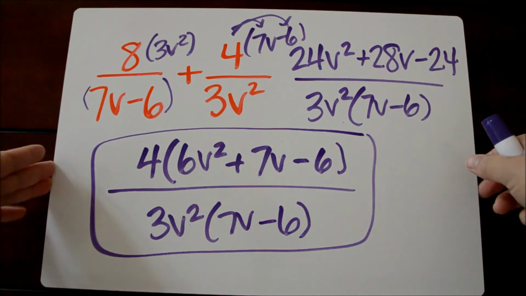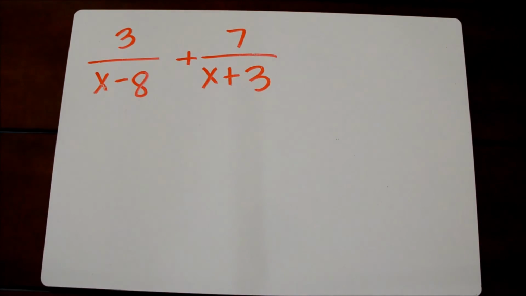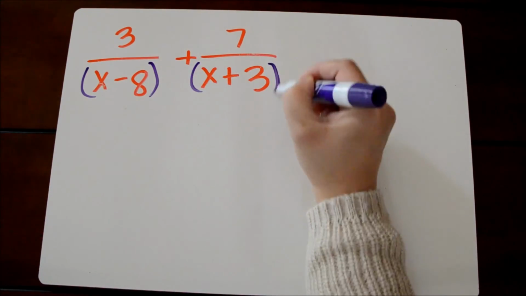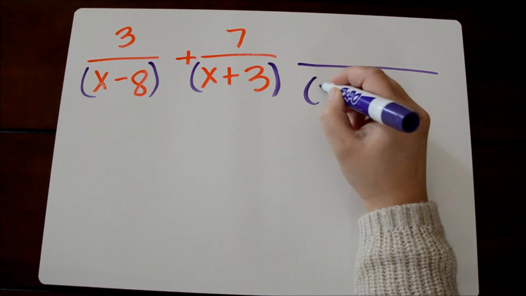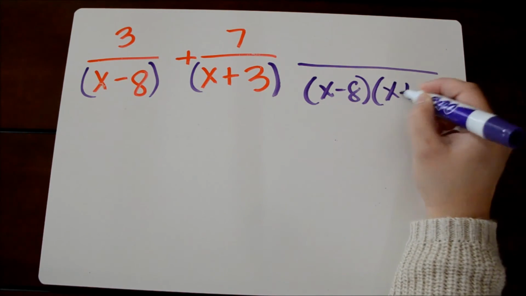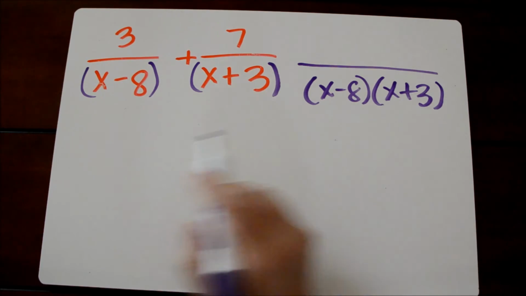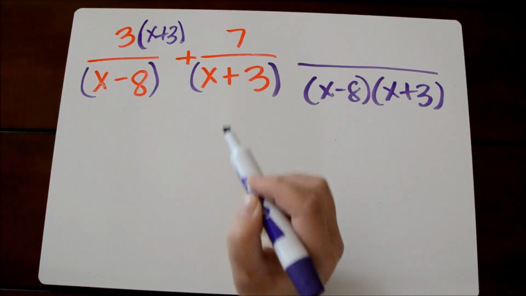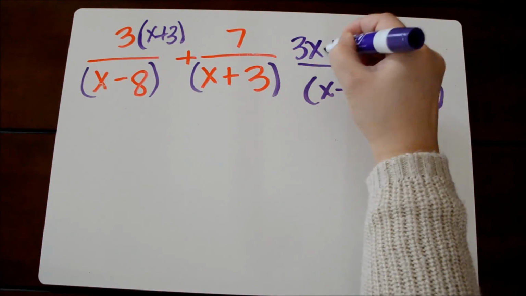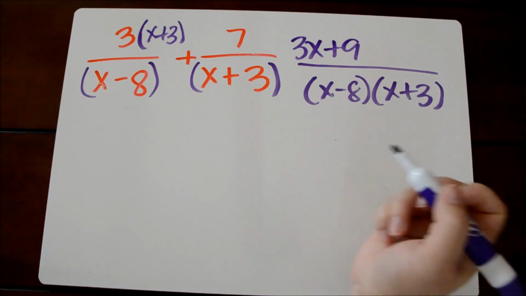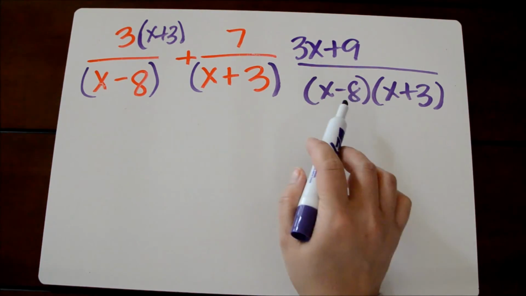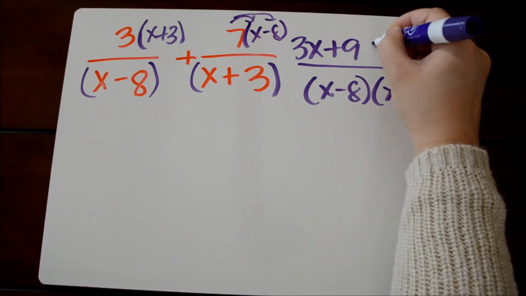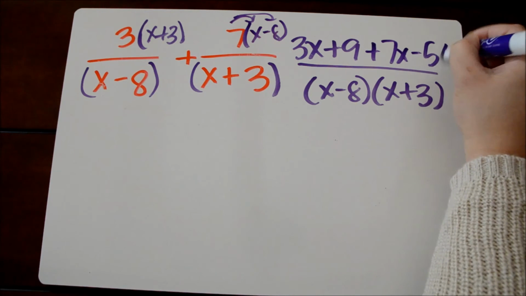Let's take a look at another example. Here in our denominators, we have two binomials, and we have to remember these are quantities together by themselves. So we're going to say our common denominator is x minus 8 times x plus 3. They don't go into each other. And so we're going to multiply our numerator here by x plus 3. When we do that, we get 3x plus 9. And we get that by distributing. And then to get this denominator to look like our common denominator, we're going to multiply by x minus 8. So there, when we distribute, we're going to get 7x minus 56.